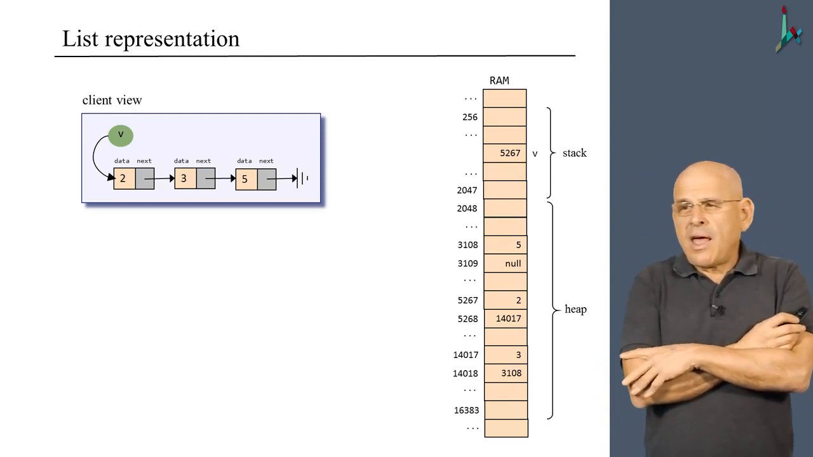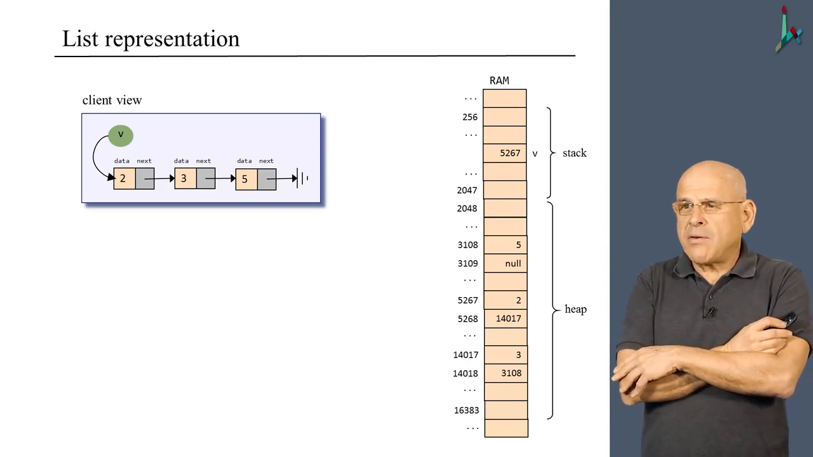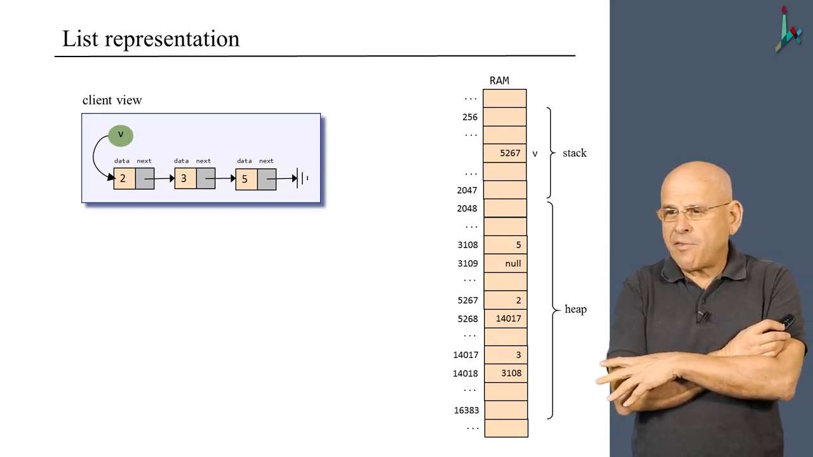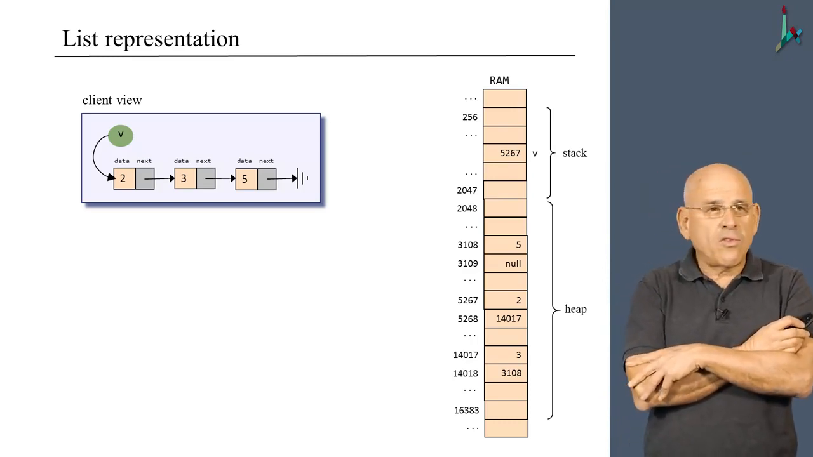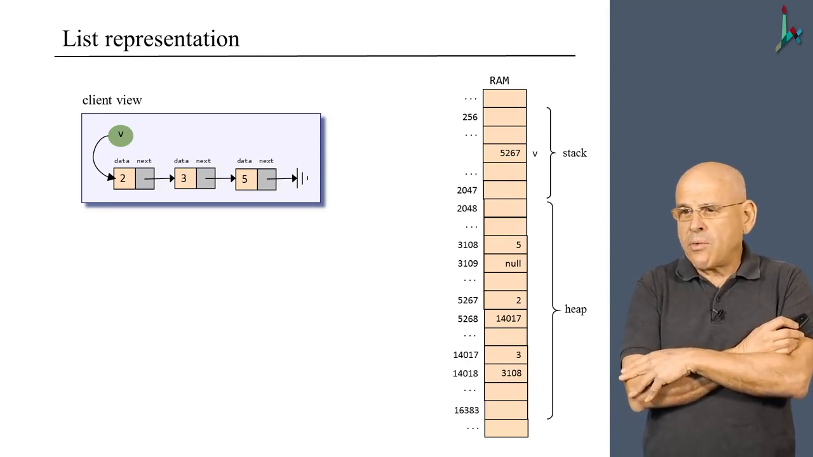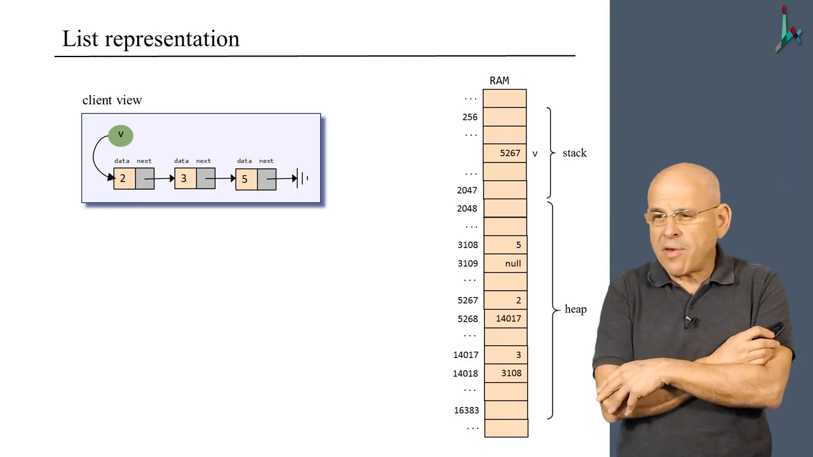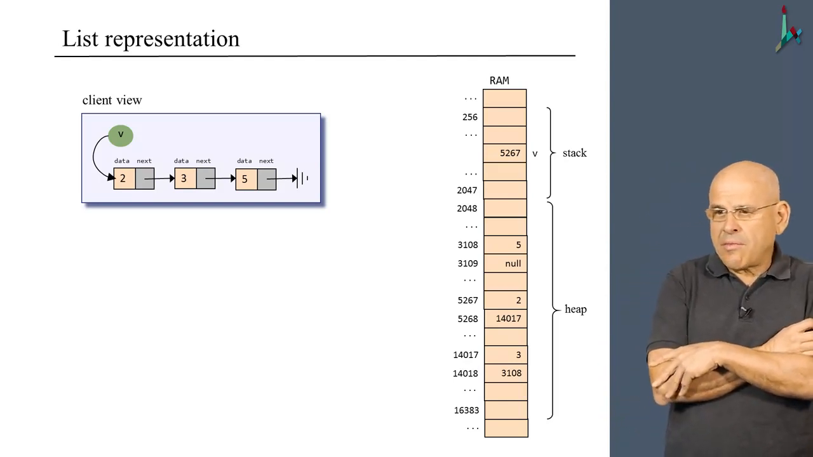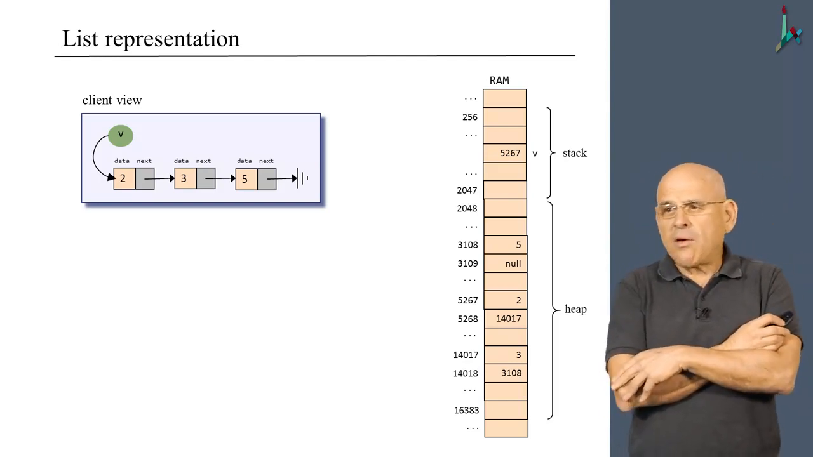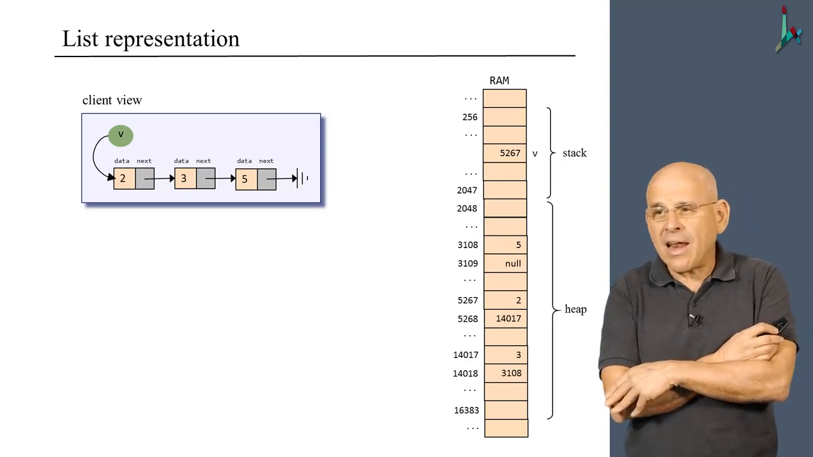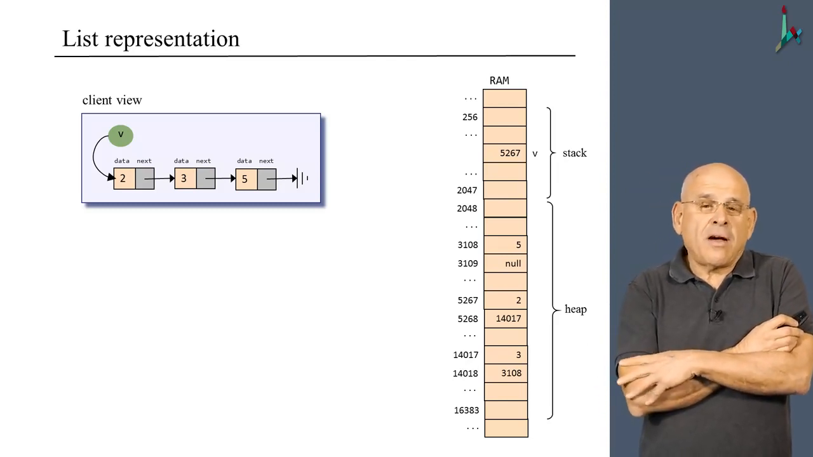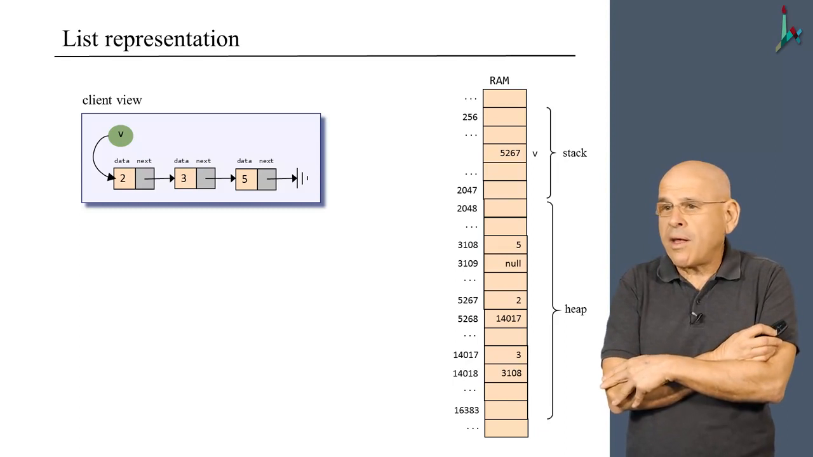cell v, and v contains the address 5267. If we look at this address, we'll find the value 2 and a pointer to 14017. If we go there, we find the number 3 and a pointer to 3108. We go there, we find 5 and null. So that's how the list is stored in memory.